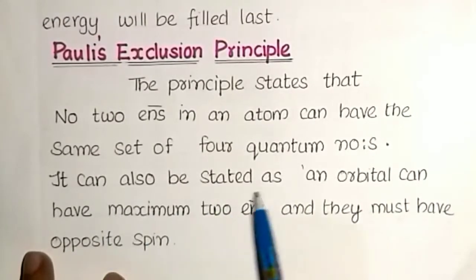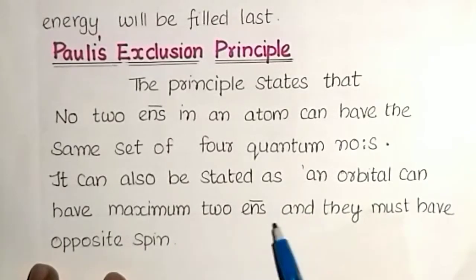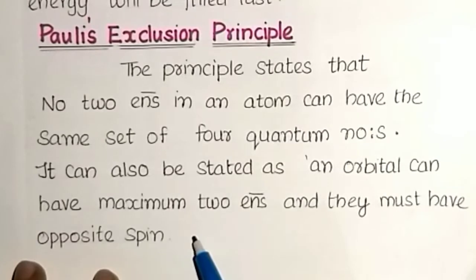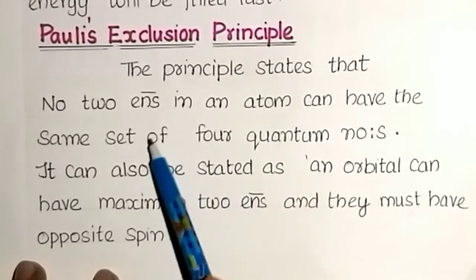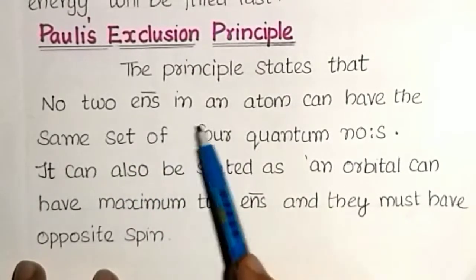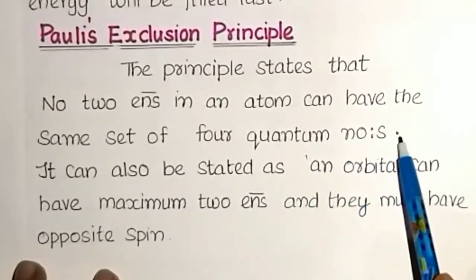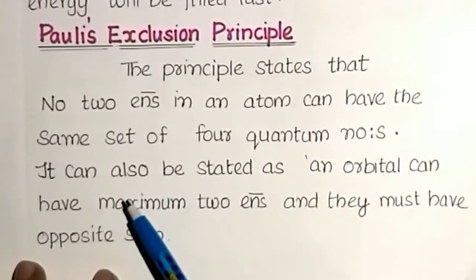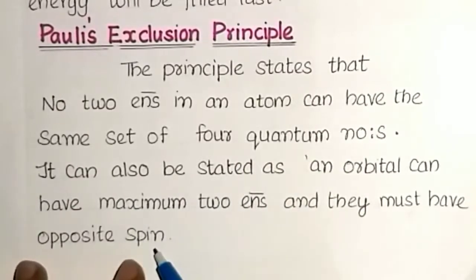It can also be stated as: an orbital can have maximum 2 electrons and they must have opposite spin, plus half and minus half. That means they will differ. This is known as Pauli's exclusion principle. No two electrons in an atom can have the same set of 4 quantum numbers. Which quantum number will differ? Definitely the spin quantum number will differ. They must have opposite spin.